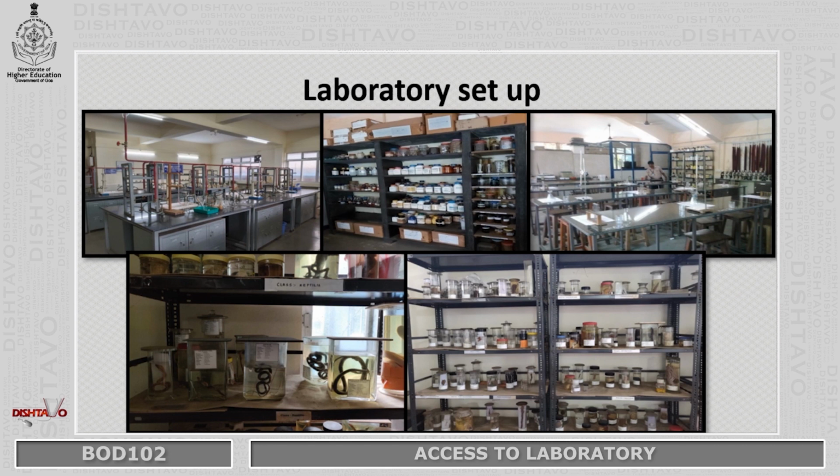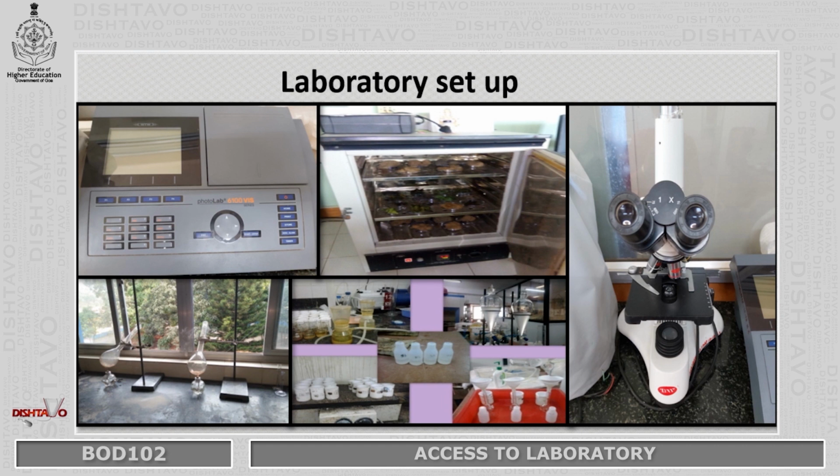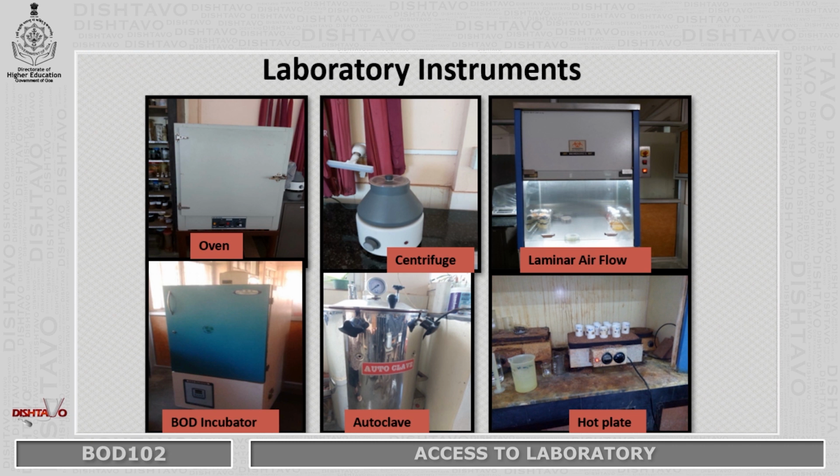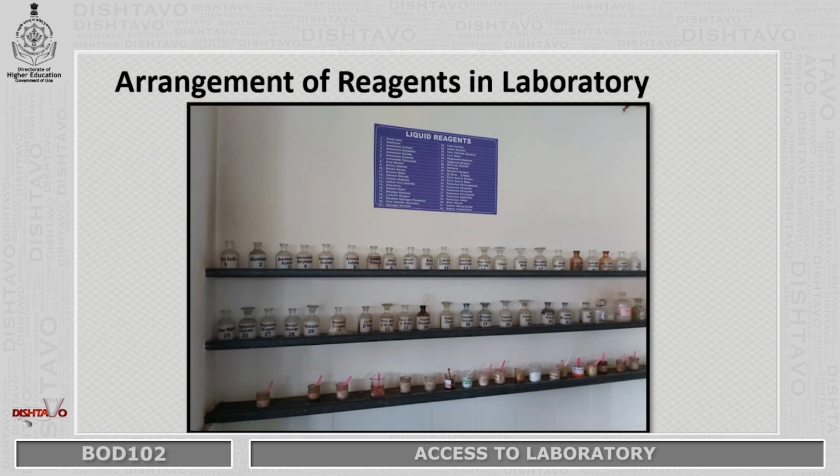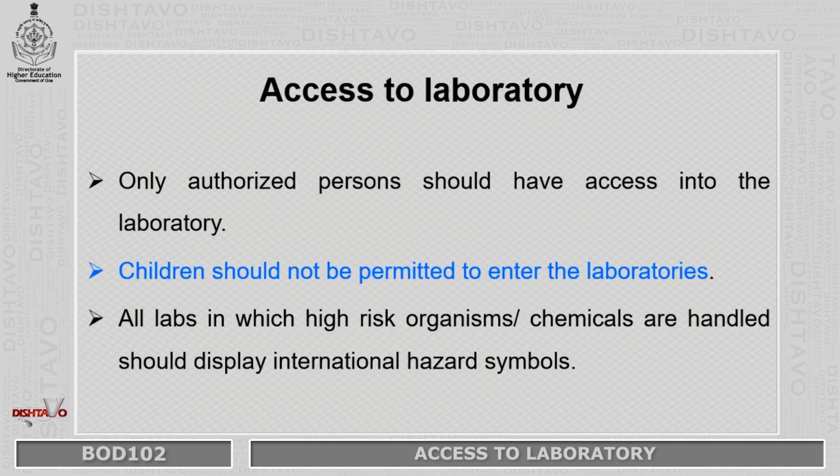This is a typical setup of a laboratory. You can see the setup of chemistry laboratory, zoology and botany laboratory. And in a laboratory, besides the instruments, there are museum specimens too. In this picture, you can see the different instruments as well as the experimental setups. Here, you can see different types of laboratory instruments. In botany laboratory, we use oven, centrifuge, laminar airflow, BOD incubator, autoclave, hot plate, etc. This is the arrangement of some reagents in a laboratory.